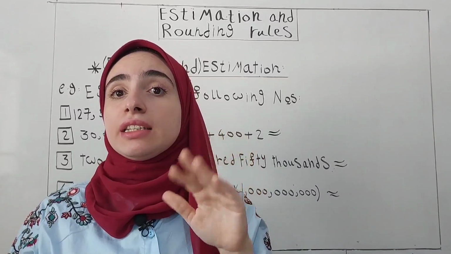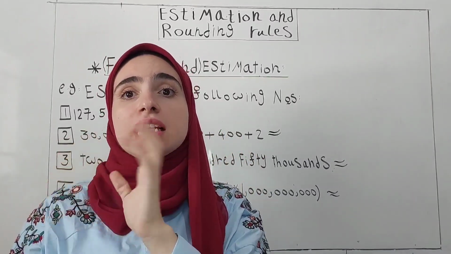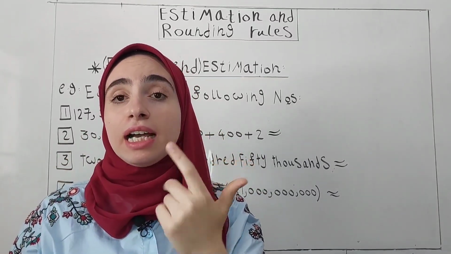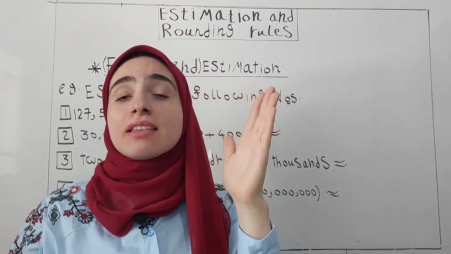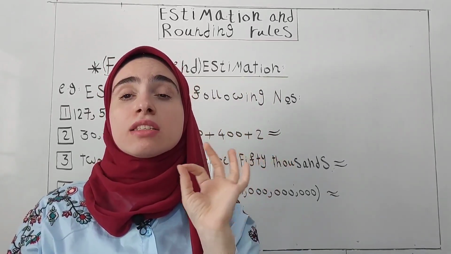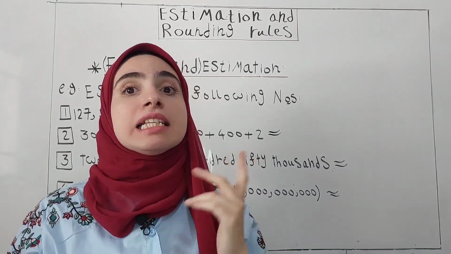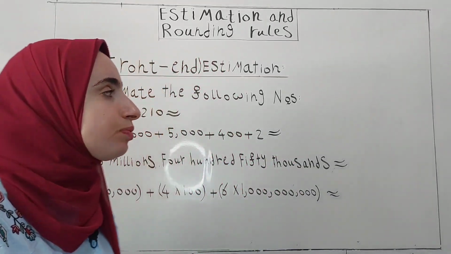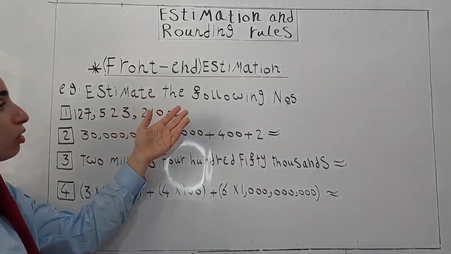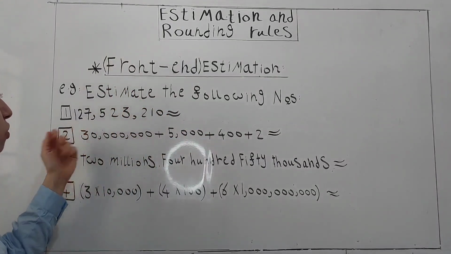To round any number, we put our eyes on the left, on the highest place value, and replace the digits in the last places with zeros. Let's take a given example. Estimate the following numbers. The first one.